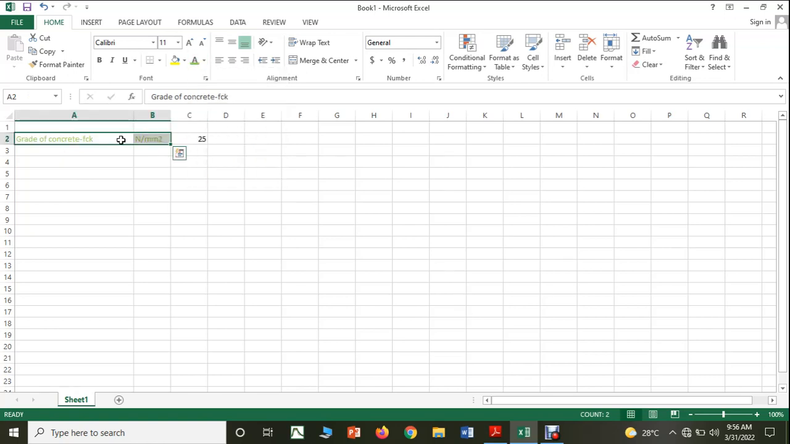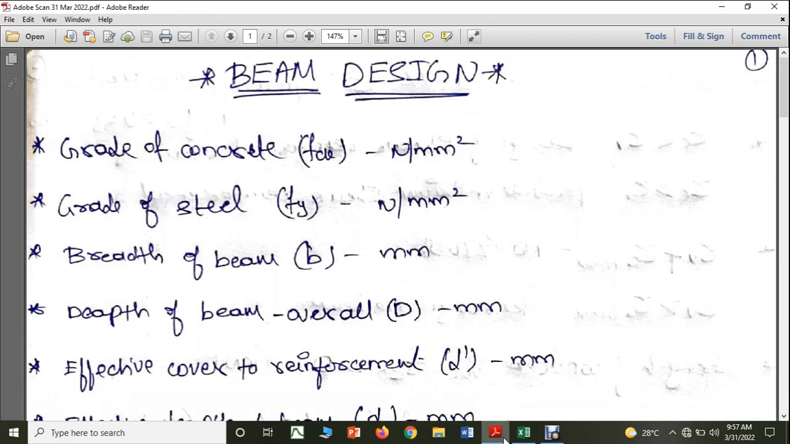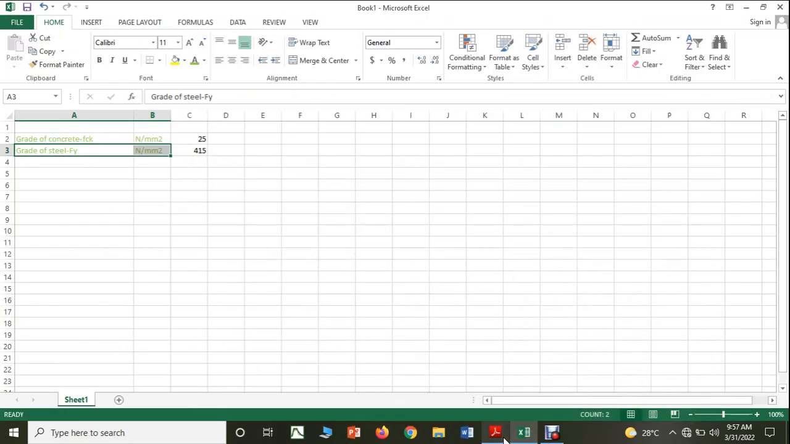Okay, so the next that you have is the grade of steel required. Usually we call it F of Y, and that will also be in Newton per mm square. Let us give that as 415, that is HYSD steel, and this is also an input. The next thing that you require is the breadth of the beam and the depth of the beam. We have already finalized the breadth and depth based on the analysis.